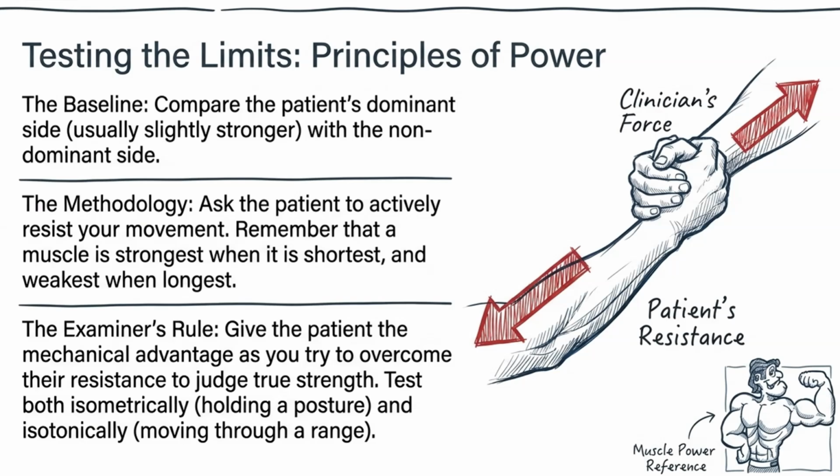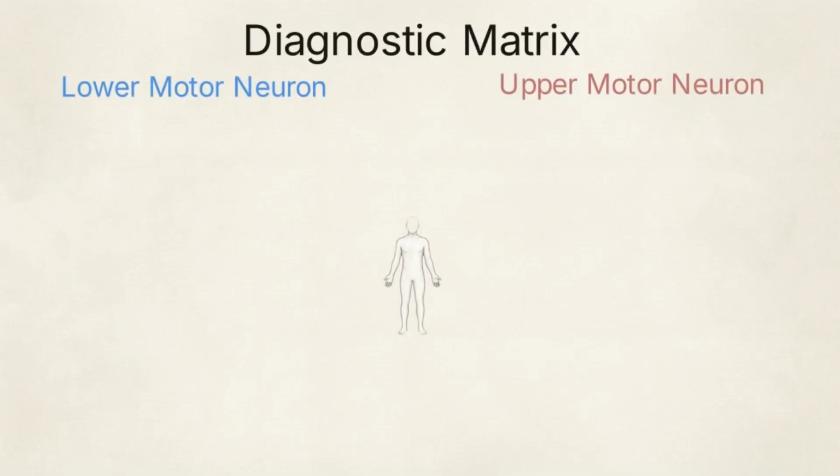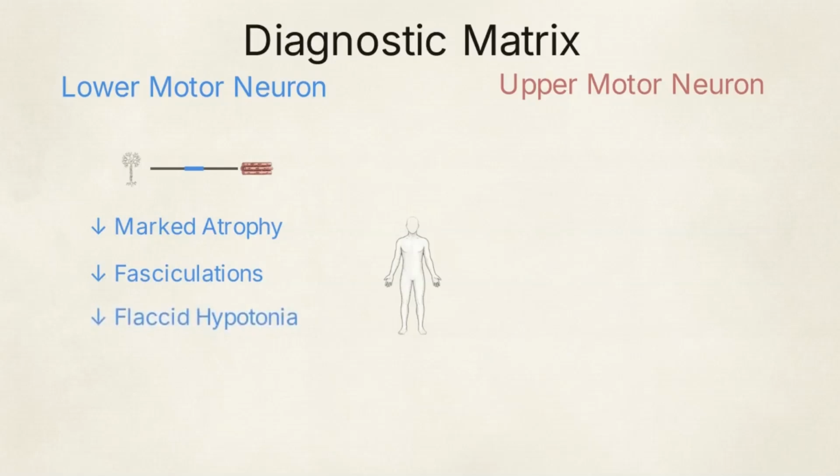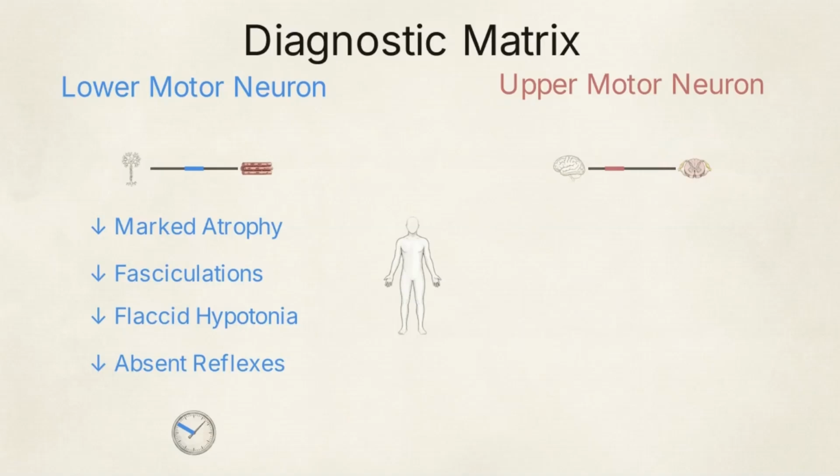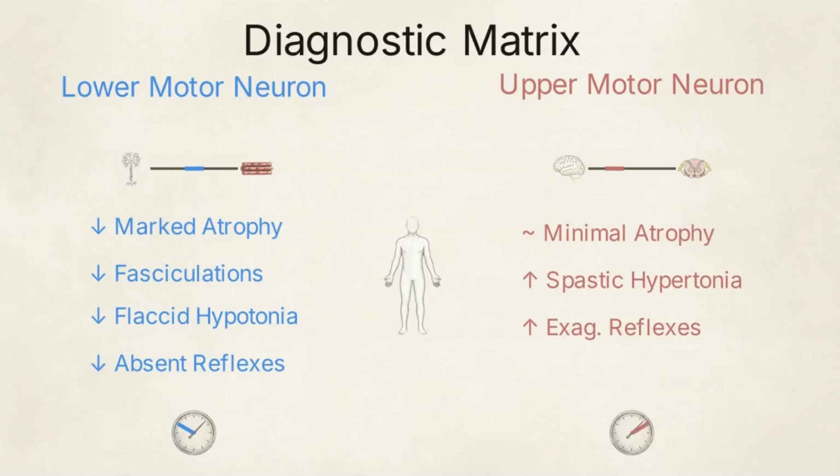Isolated data points, like a weak grip or a stiff knee, are only useful when synthesized into a coherent neurological pattern. This diagnostic matrix combines bulk, tone, and power with deep tendon reflexes to create a definitive map. Because the final wire is cut, the LMN signature is defined by absolute loss: marked atrophy, fasciculations, flaccid hypotonia, and absent reflexes. Because cortical inhibition is lost, but the local reflex arc remains, the UMN signature is defined by chaotic hyperexcitability: minimal atrophy, spastic hypertonia, and exaggerated reflexes.